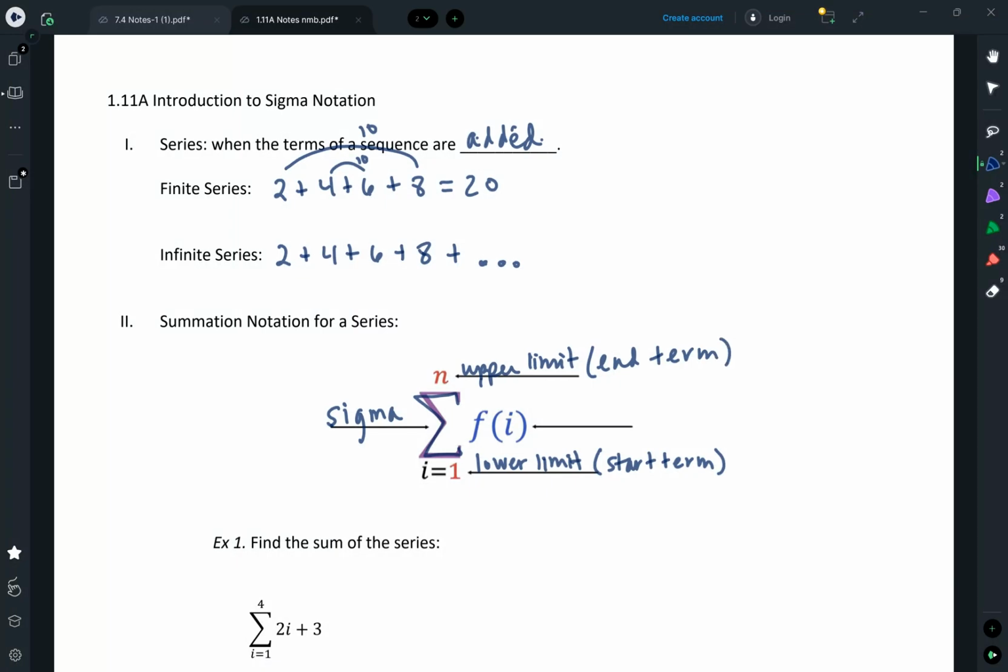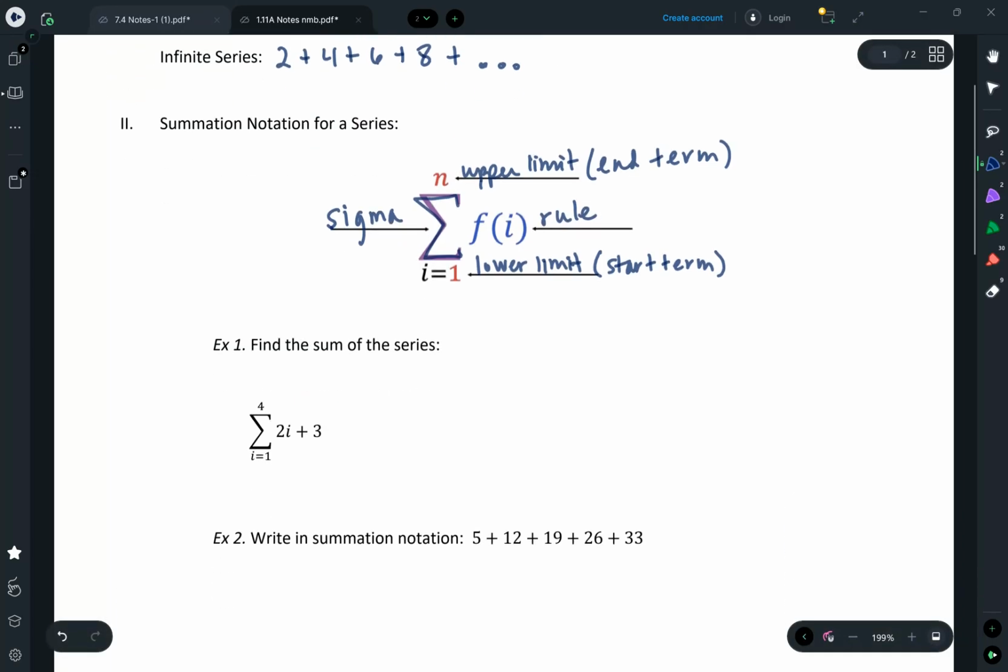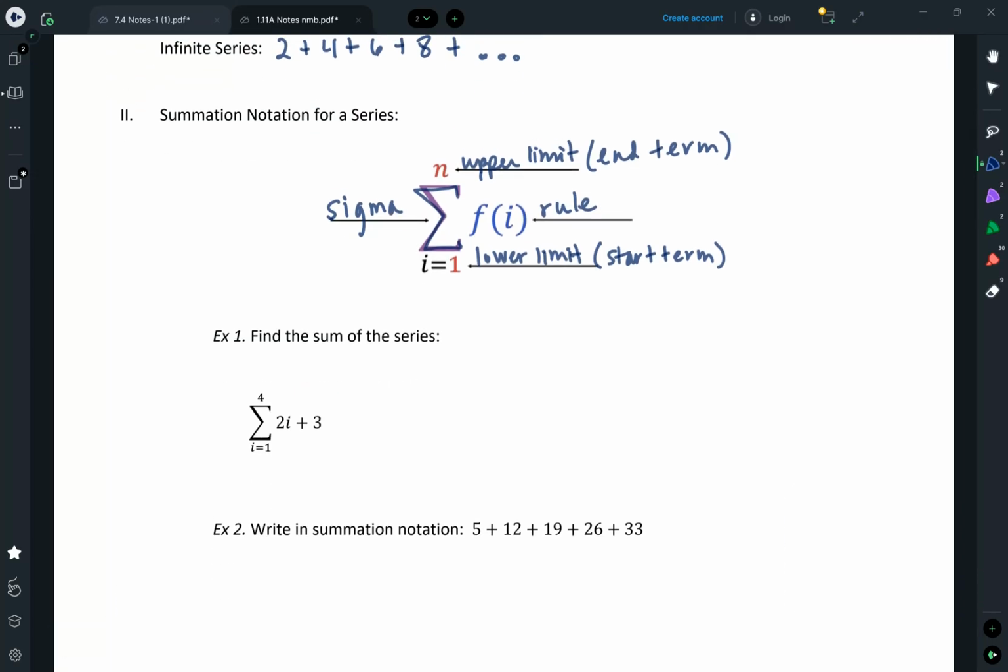And then f of i is the part that I'm adding over and over again, the part that I'm substituting things into. So that's basically our rule, like an nth term rule that we've been working with. So the way I would do something like this, I'm starting at 1, I'm going up to 4, I'm substituting all those numbers in for i. So first I would substitute 1 in for i. So I would have 2 times 1 plus 3.